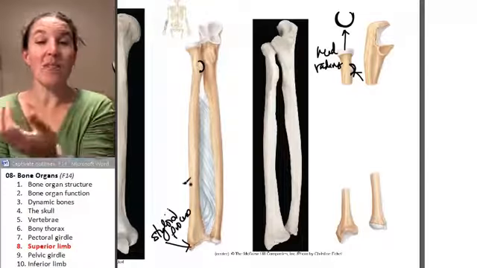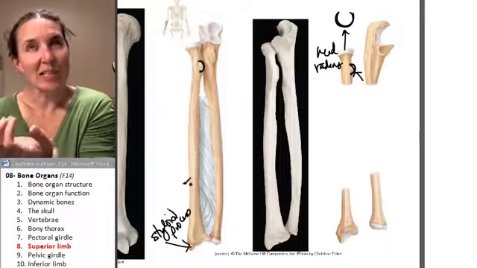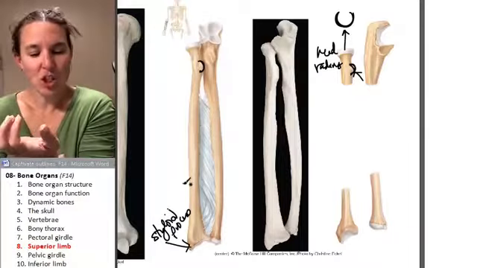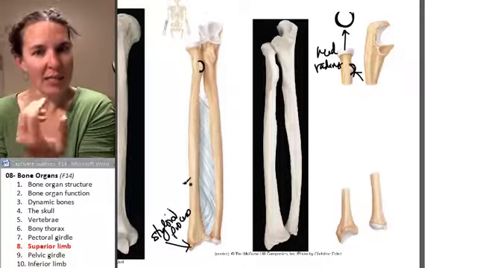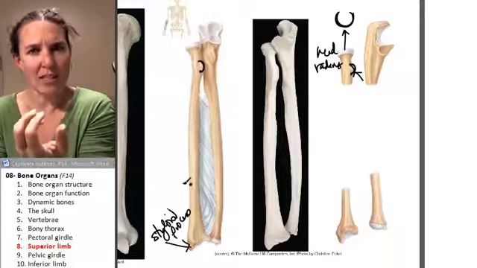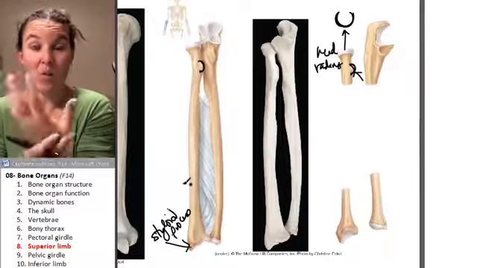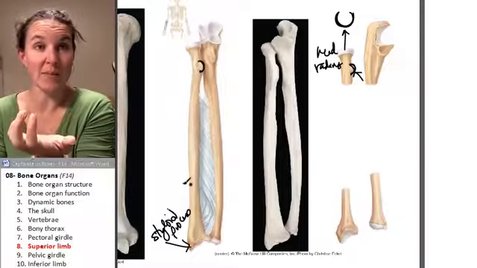Styloid process of the radius, you can feel it. It's a little bump that you can tell is still attached to your radius. It's not wrist yet, but it's where the wrist bones articulate.